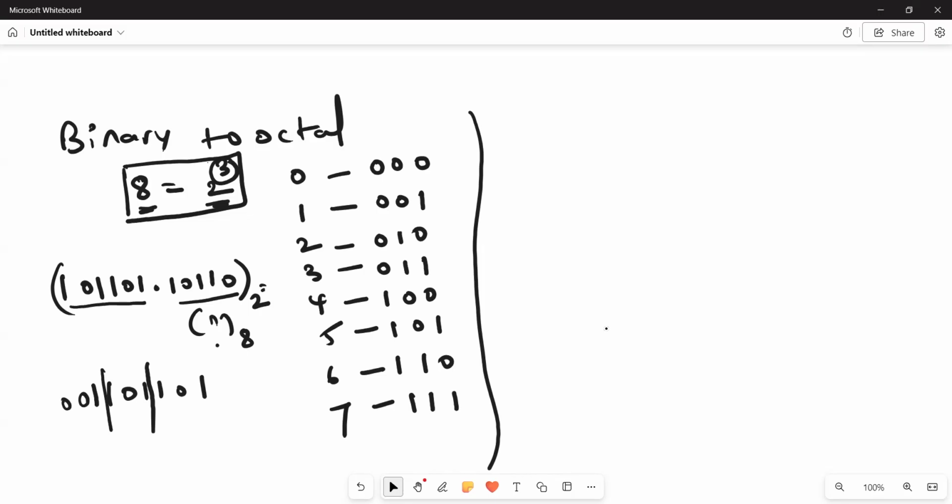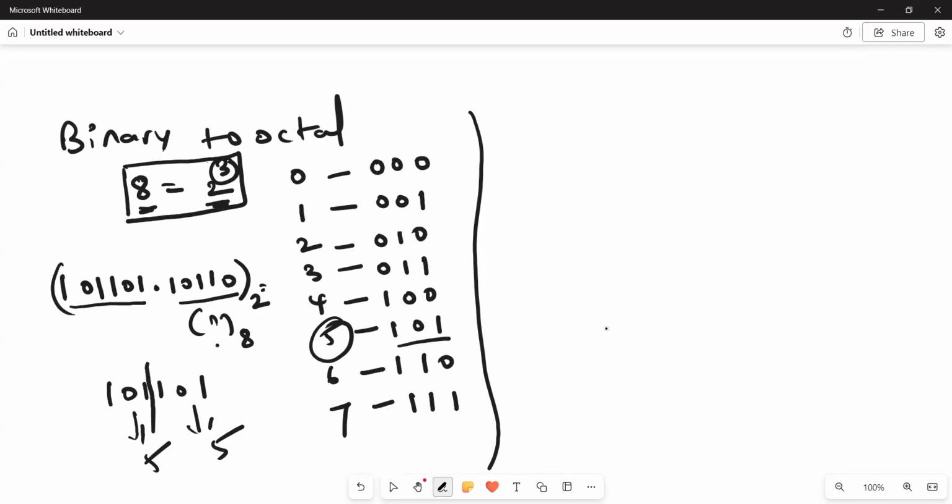Suppose the leftover bit is 0. Then there is no need to add zeros, because if you add 2 zeros towards the left side, it will be 000, and if you convert 000, it will definitely become 0, nothing of importance. So 101, 101. What is the octal equivalent of 101? 5. Similarly, the other 101 is also 5.